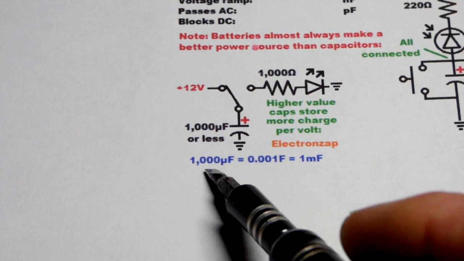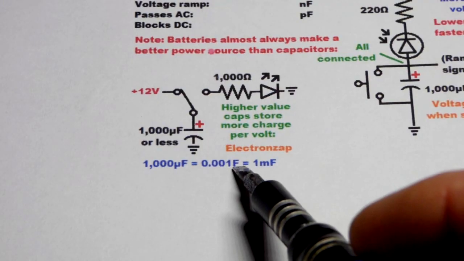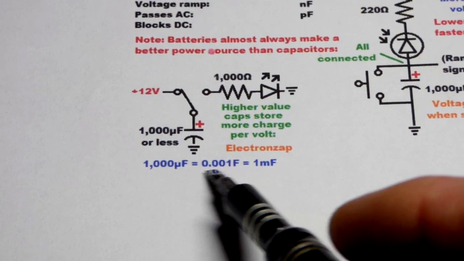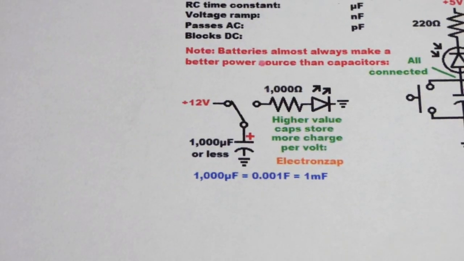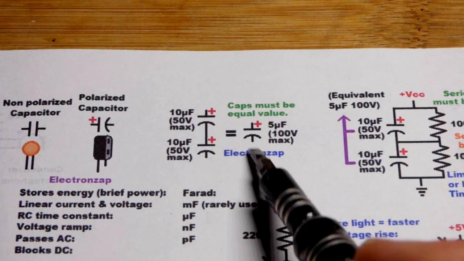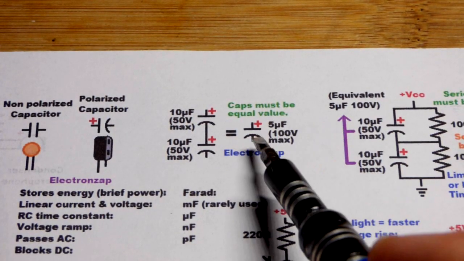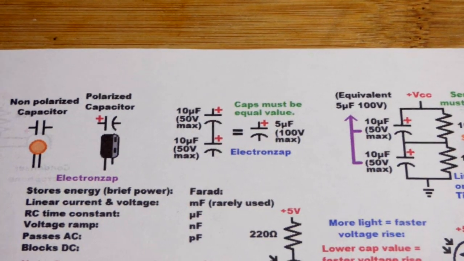So 1000 microfarad right there is the same as 0.001 farad. That's what you use when you do the math right there. And it's also the same as 1 millifarad, but usually the values are given in microfarads. So now, you can always add capacitors in parallel next to each other to add up their capacitances.